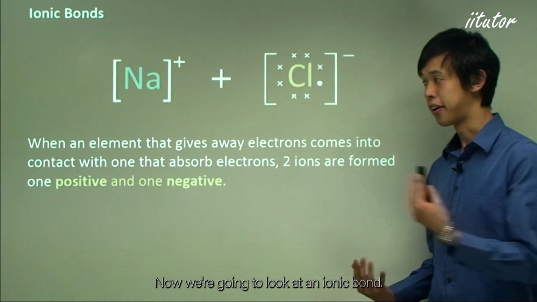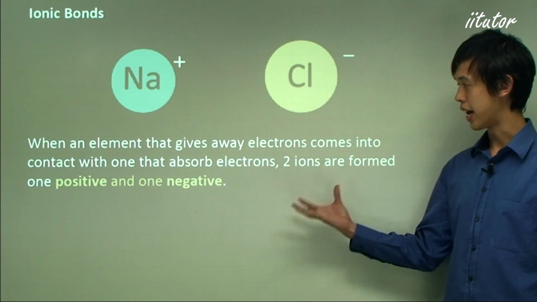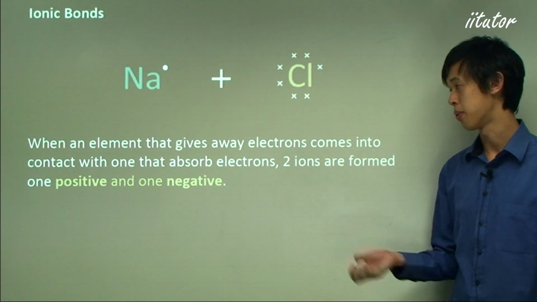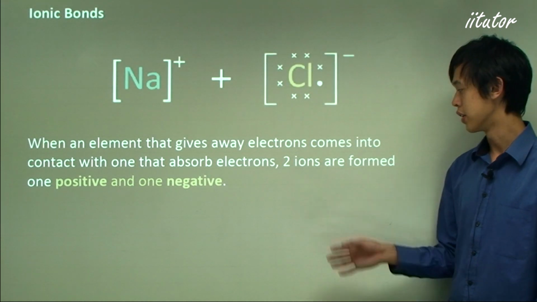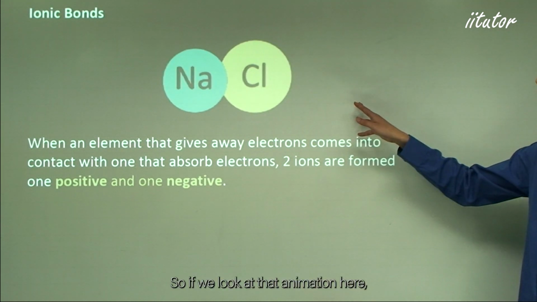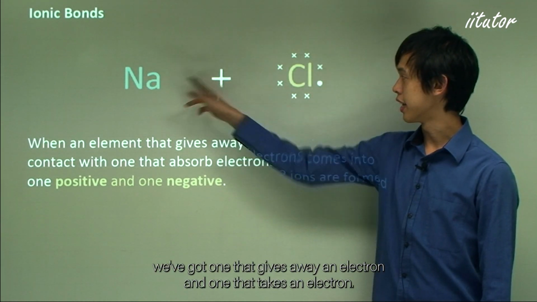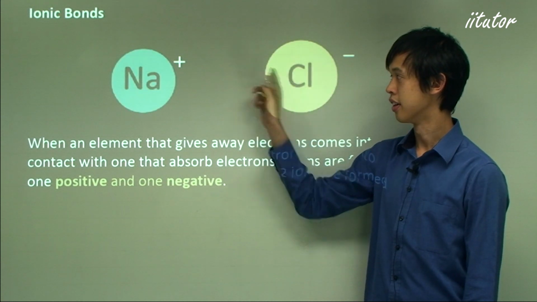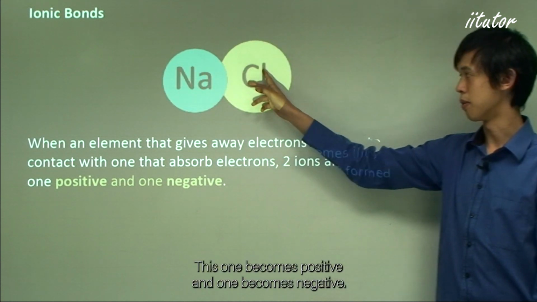Now we're going to look at an ionic bond. When an element that gives away electrons comes into contact with one that absorbs electrons, you get 2 ions, one positive and one negative. So if we look at our animation here, we've got one that gives away an electron and one that takes an electron.